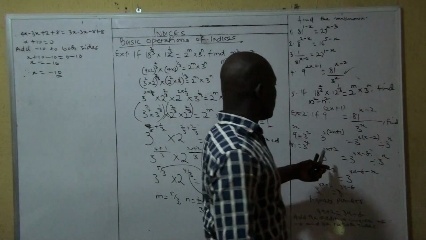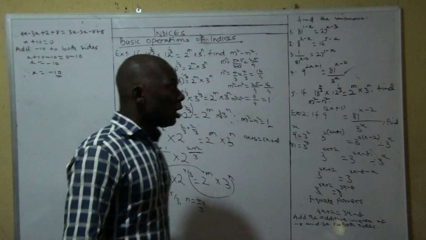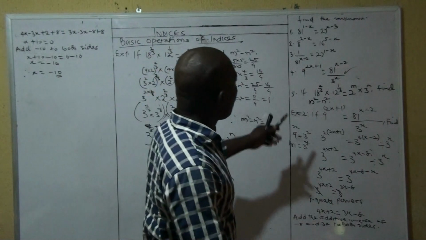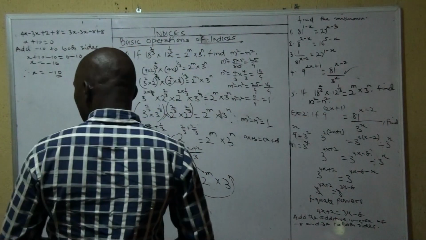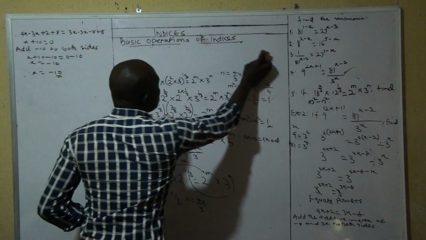So we can even check. If we substitute the 10 for x in the equation, you see that we are arriving at the same thing. So we quickly take one more question, and then we move on.